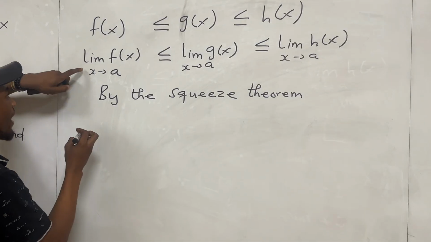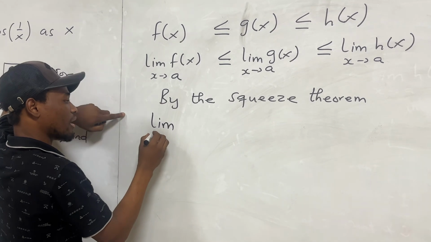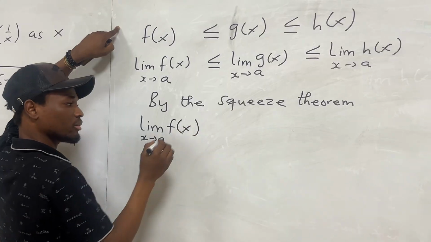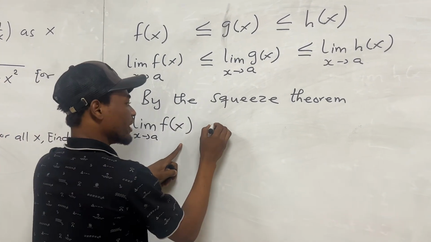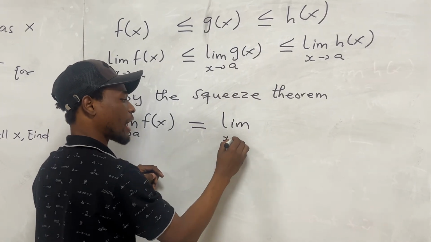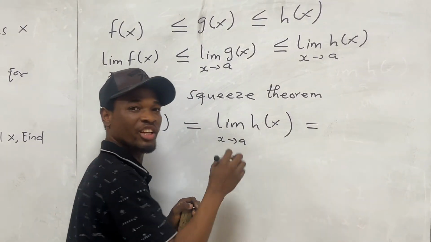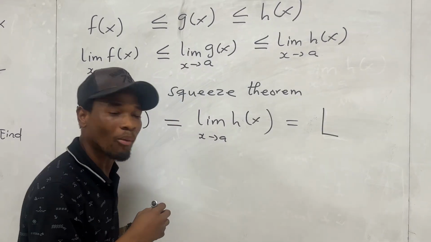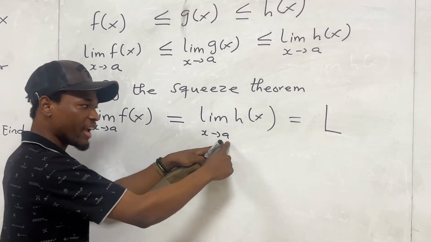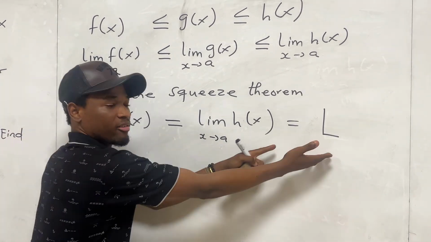So what do I mean? If the limit as x approaches a of f of x is equal to the limit as x approaches a of h of x, which is equal to L. In other words, when you put a into this function, you have L. When you put a into this function, we have L. So since L is equal to L, do you get that?